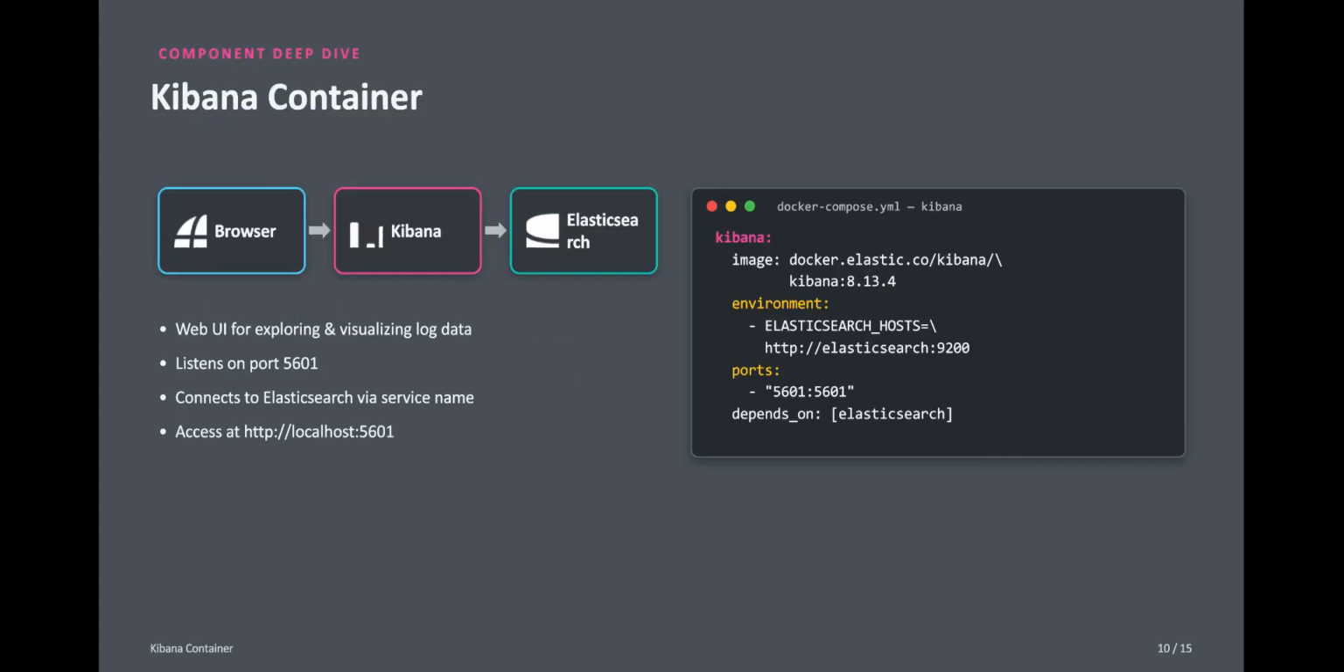Kibana is the web user interface for exploring Elasticsearch data. It runs on port 5601, which is the default port for Kibana, and connects to Elasticsearch using the Docker service name. We access Kibana from the browser and use it to search, filter, and visualize our logs.